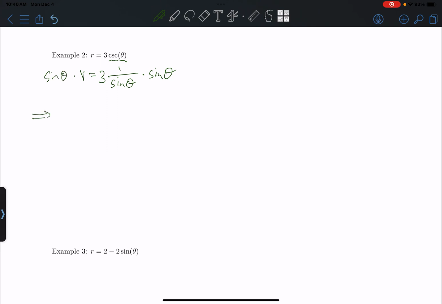and get the following: r sine theta equals 3. And last I checked, r sine theta is simply y. So your answer here is just simply the equation y equals 3, which is a horizontal line.